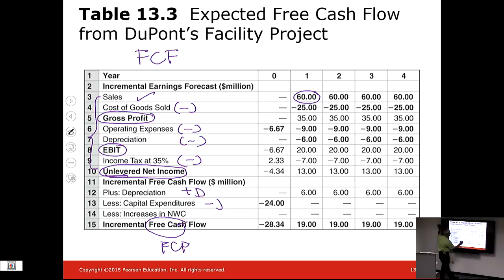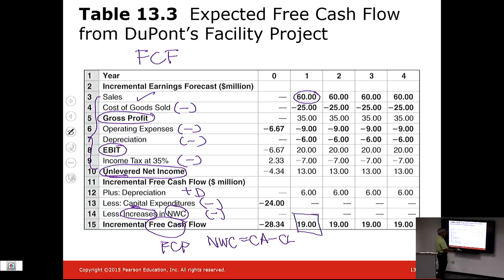I will subtract any capital expenditures if I paid for any improvements of plant, property, and equipment. And then I will subtract any increases in net working capital. And we know what the definition of net working capital is. In an earlier chapter we saw this. It is current assets minus current liabilities. So we have to take into account year by year increases in net working capital. If there is any, then we will subtract that. And that will give us what we call free cash flow.